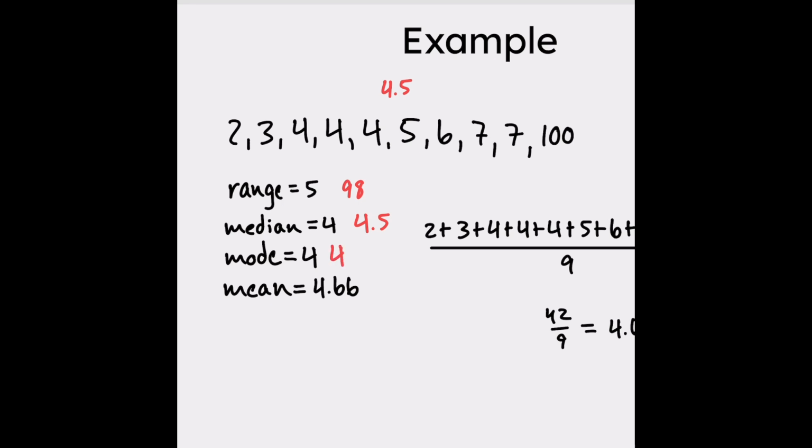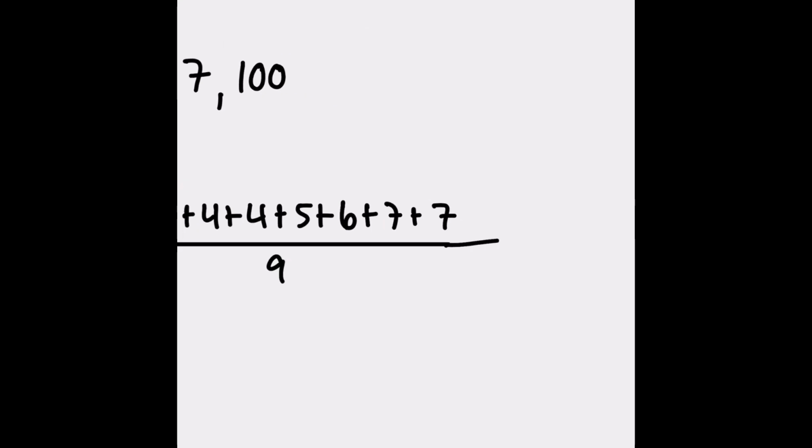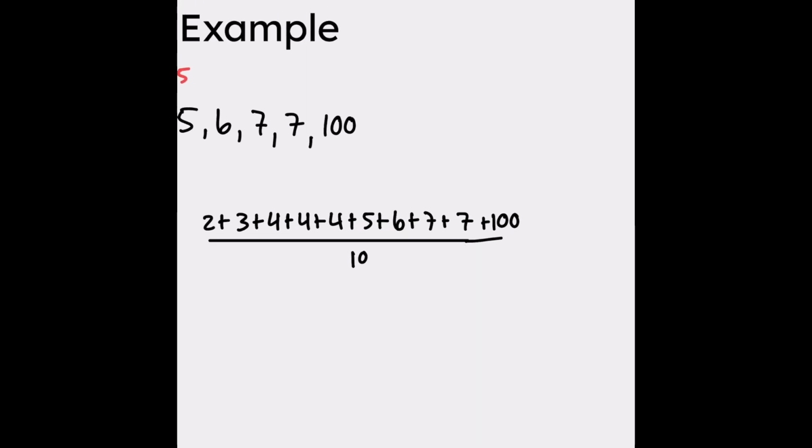So that's not going to change. The mean, I'm going to follow the same steps to calculate the mean, except over here, I'm going to do plus 100, and instead of dividing by 9, I'm going to divide by 10 now, since that's how many values I have.